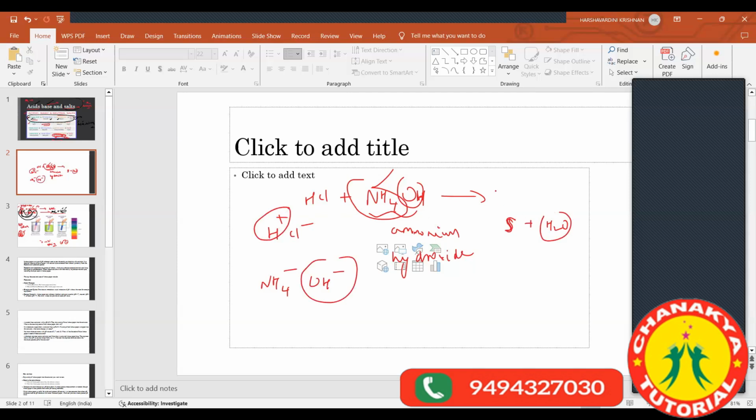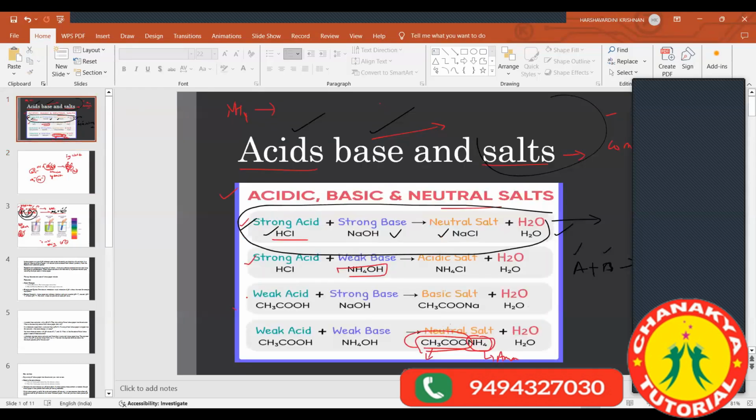Now the resultant salt will be NH4Cl, right? So this is ammonium chloride. Why ammonium? Because it is NH4. That is why we give the name ammonium. IUM will come, and Cl is chloride. So we give ammonium chloride. This is a salt, and you get the water. Yes, sir. Shall we go for the next equation?